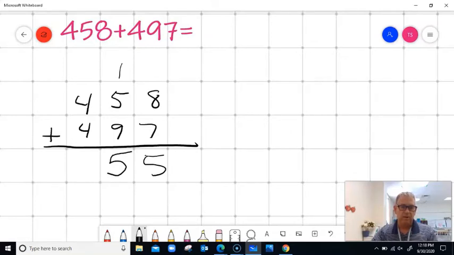So I'll put the 5 in the tens place right there from the 15. Because actually it's not 15, it's 150. And I'll move the 1 over to the hundreds place. And now in the hundreds place, 4 plus 4 is 8, plus 1 more is 9. So 458 plus 497 equals 955.